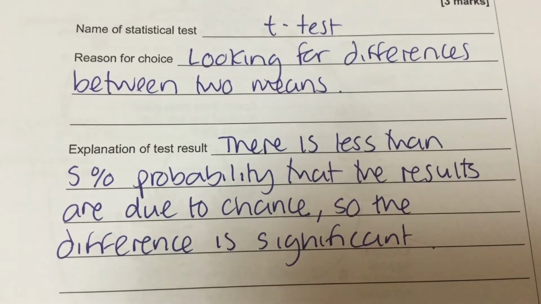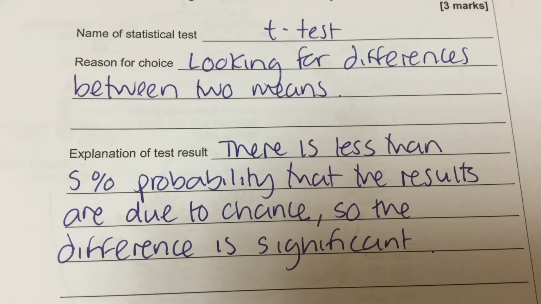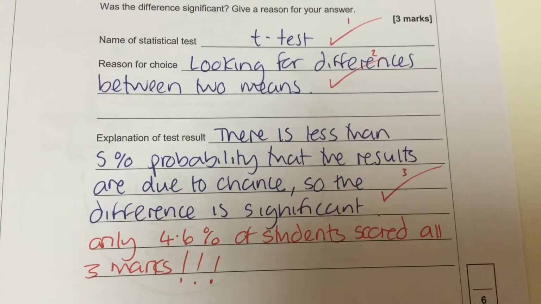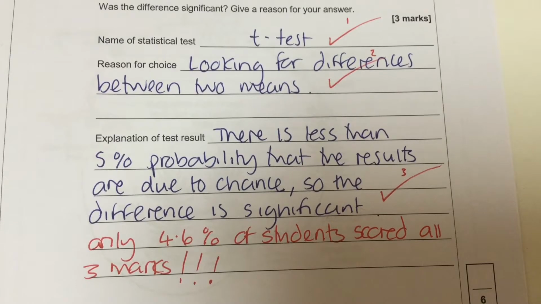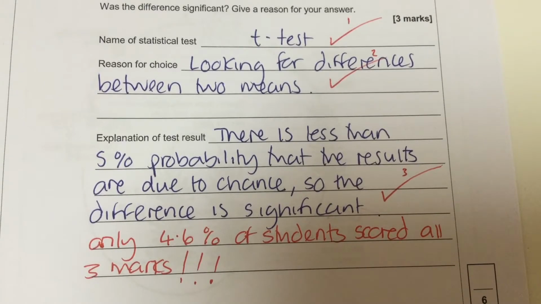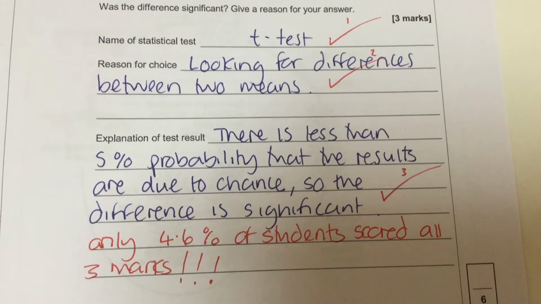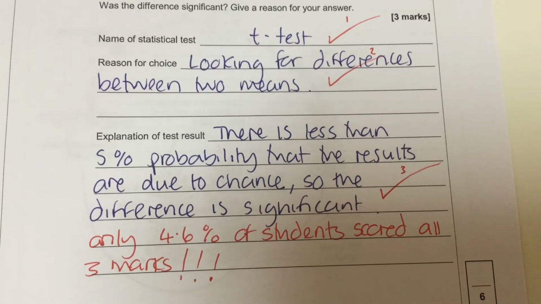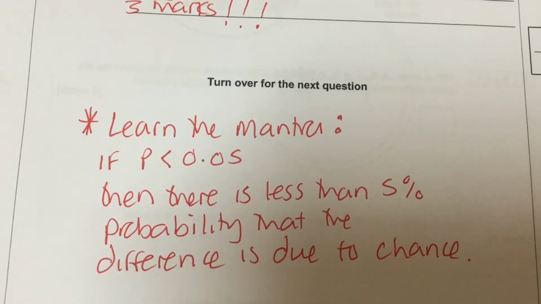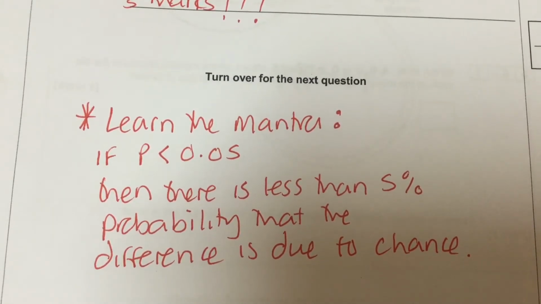So we're going to say that because P was 0.04, that is less than 0.05. Remember, 5% is the cutoff that biologists use unless you're told otherwise. 0.05 is the same as 5%. So we're going to say there is less than a 5% probability that our results are due to chance. So the difference is significant. So on questions like this, we just need to use that mantra. If it's less than 5%, we're going to say there's less than 5% probability that the results are due to chance. So the difference between the means is significant, i.e.